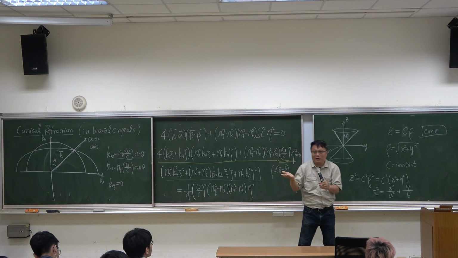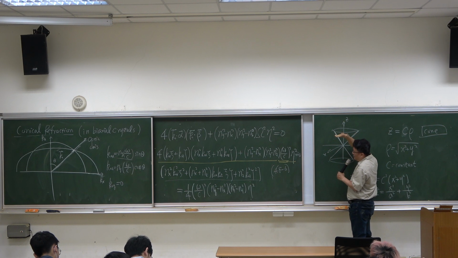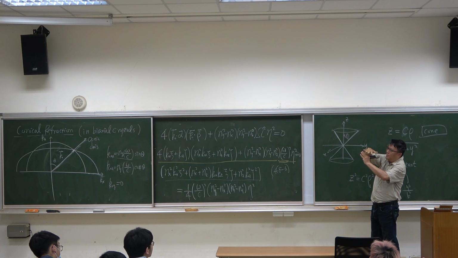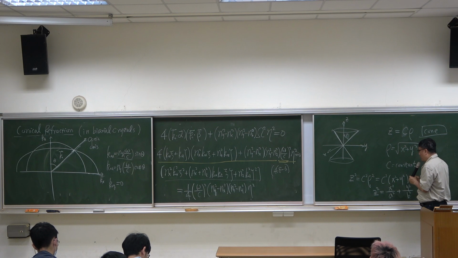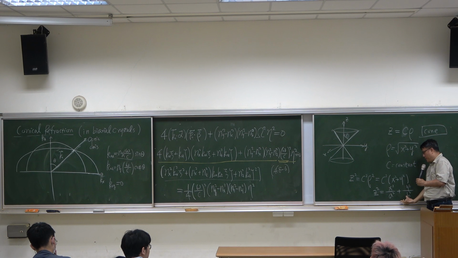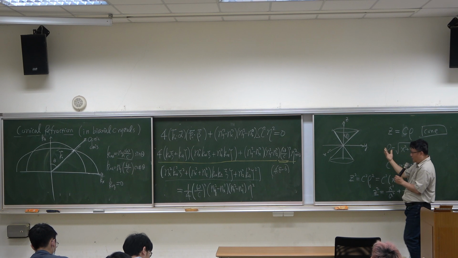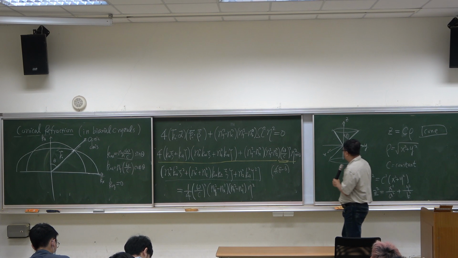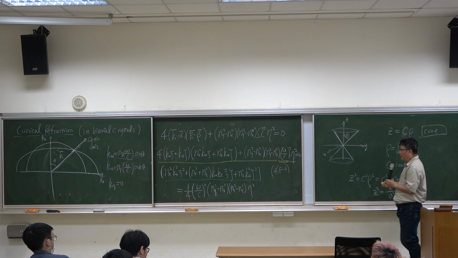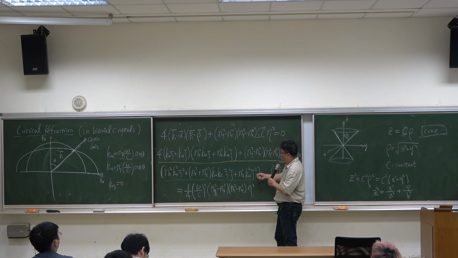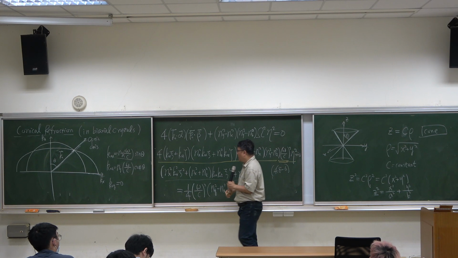Okay, if I consider the cone intersect with the plane that is parallel to the xy plane, then this gives us an ellipse, and this gives us a circle. Okay, so in general we have an elliptic cone. Okay, so in the general case, this gives us an elliptic cone.